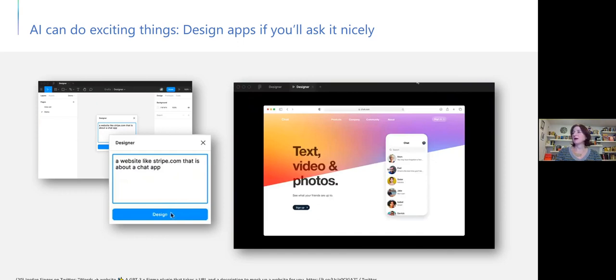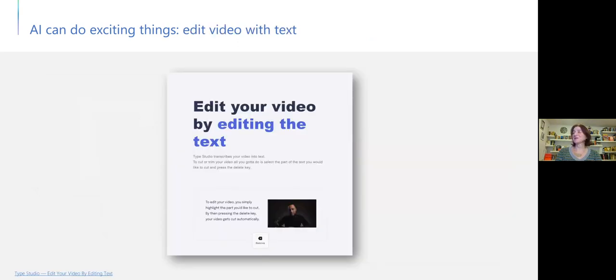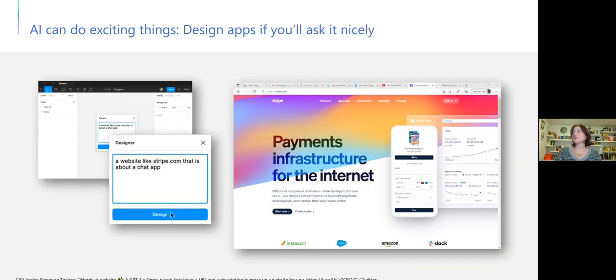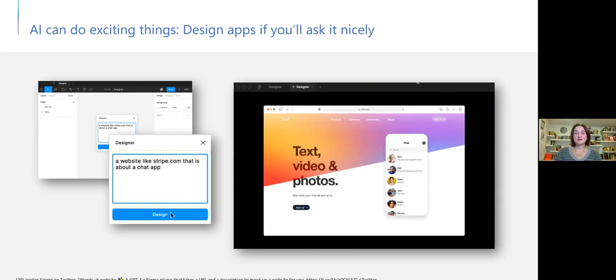chat app. And this is what stripe.com looks like. Sorry. And this is not what stripe.com looks like. This is what it looks like. And then this is what the plugin spewed out, right? Which is pretty impressive.